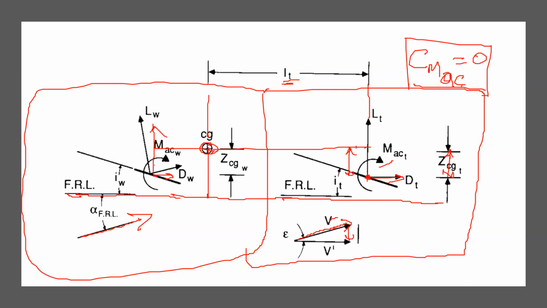Both force generating components, wing and tail. Now there is one important thing here: I told you that the angle of attack experienced by the tail is different from what is experienced by the wing. So how do we arrive at that angle? We'll discuss that also here.